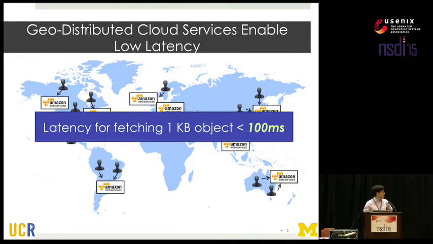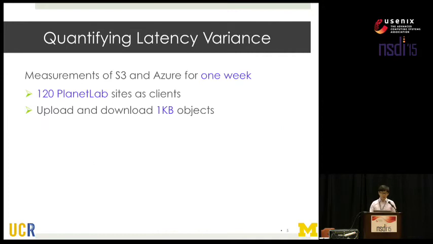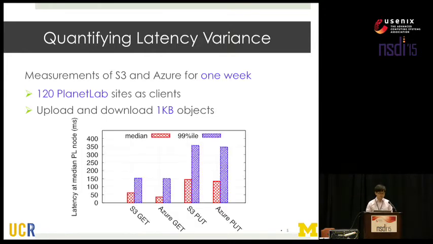But this low median latency is not what you always get, because we found that cloud storage services also have very high latency variance. Therefore, to quantify this latency variance as well as its impact, we conducted one-week-long measurements from 120 PlanetLab nodes to their closest S3 and Azure data center. Each PlanetLab node was uploading and downloading a 1 kilobyte object every 3 seconds. And the graph here shows the latency we observed at the median PlanetLab node.